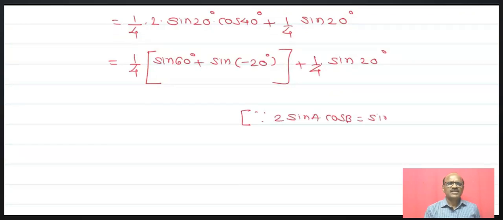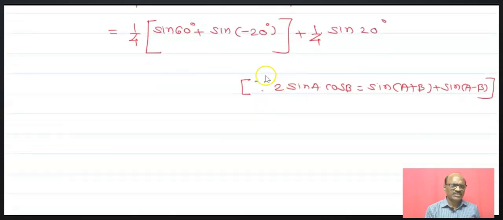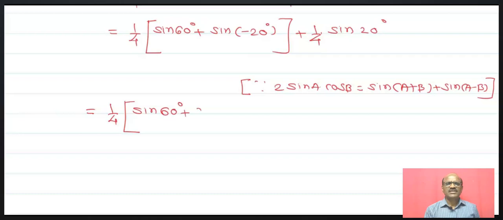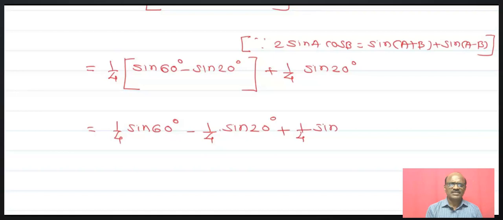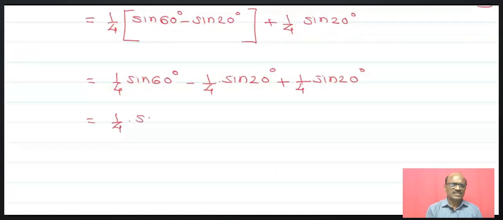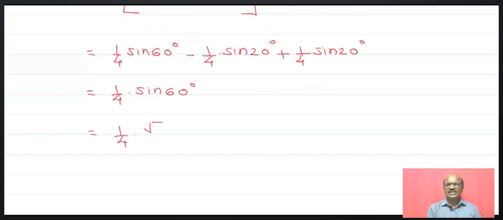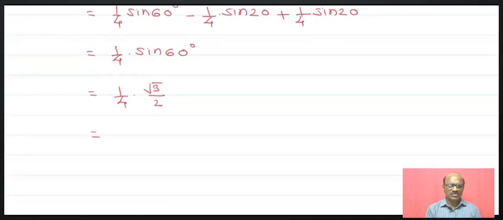Again 2 times sin A cos B is equal to sin of A plus B plus sin of A minus B, and we get here minus 20, that is minus sin 20, plus 1 by 4 sin 20. That is 1 by 4 sin 60 minus 1 by 4 sin 20 plus 1 by 4 sin 20. Now these two terms get cancelled. We will get 1 by 4 sin 60. Sin 60 is root 3 upon 2, so we get root 3 upon 8.